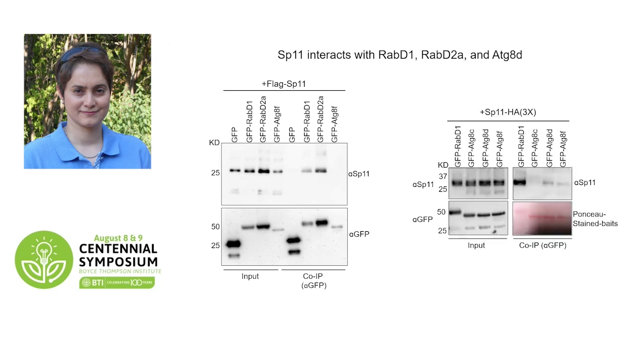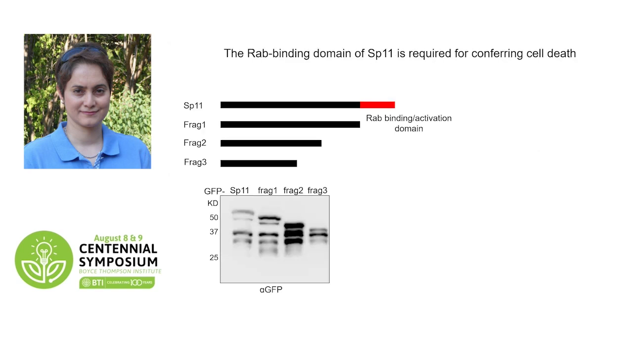I also looked at those adaptors to see which isoform of ATG8 may bind to SP11. These adaptors are membrane proteins, which are very hard to work with, and one of them seemed to have some interaction, not as good as RAB, but some interaction. These are the adaptors as bait, and this is the SP11 that was pulled down with them.